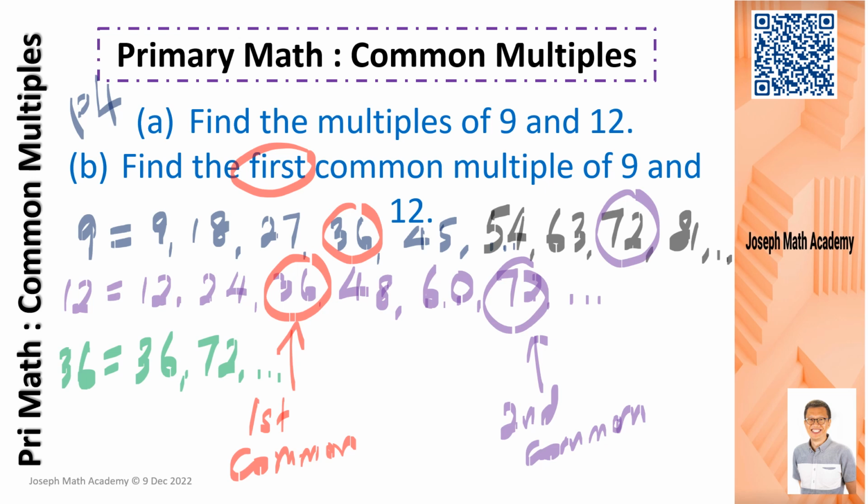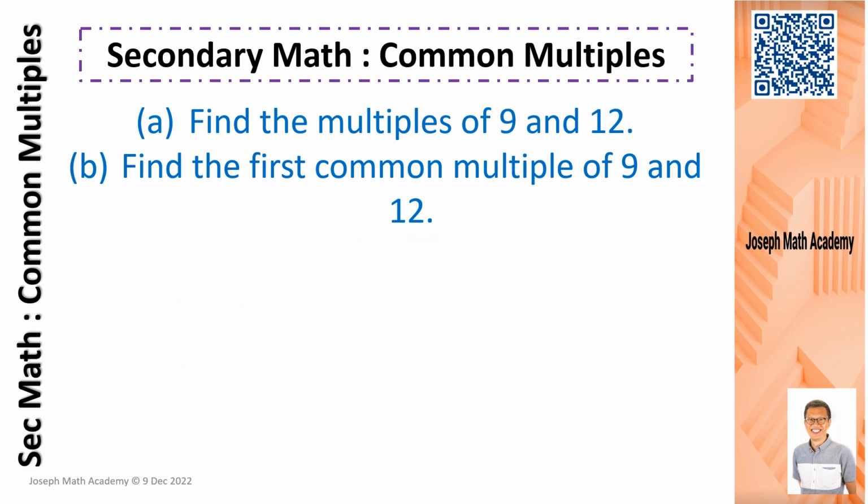Alright, okay, that's what you should have learned in P4 common multiples, primary school math. Now, for secondary school math, common multiples can be found in a different way using what we know is called the repeated division method. Okay, so I'm going to show you the repeated division method, but repeated division needs to use prime numbers.